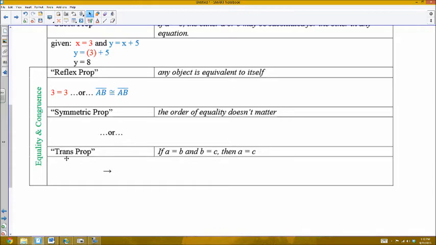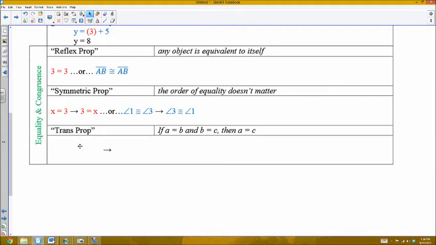So those are reflexive. The symmetric property says that the order of an equality doesn't matter. So the equality is symmetric, meaning that if x was equal to 3, then I could say the same thing, that 3 is equal to x. So I could write it in either order. The order of an equation doesn't matter, and similarly the order of a congruent statement does not matter. Angle 1 being congruent to angle 3 implies that angle 3 is also congruent to angle 1.